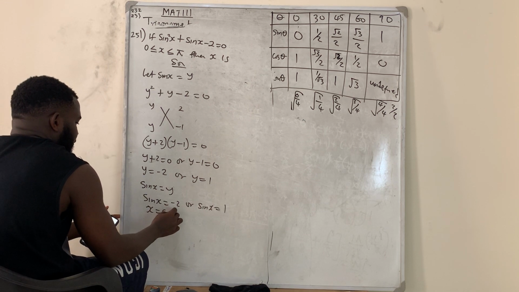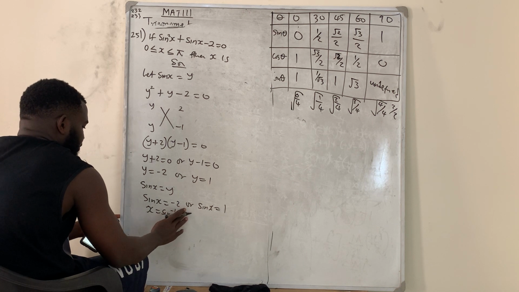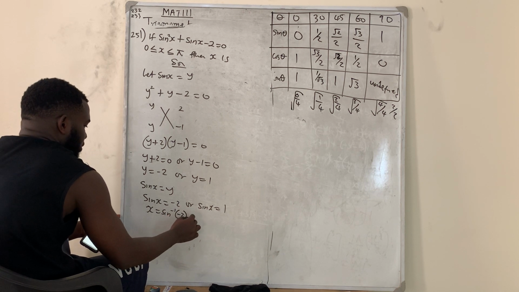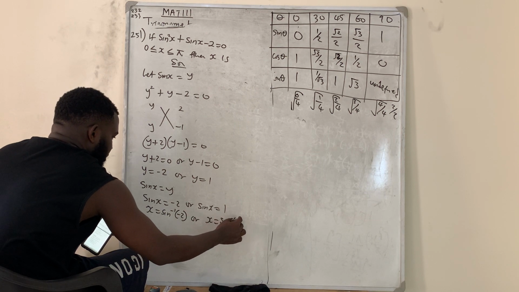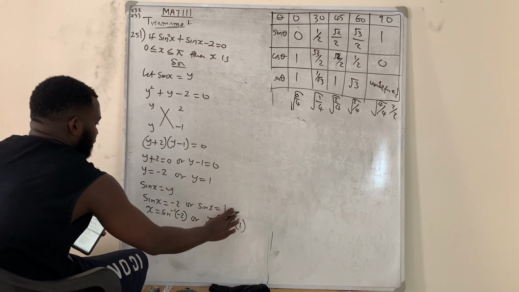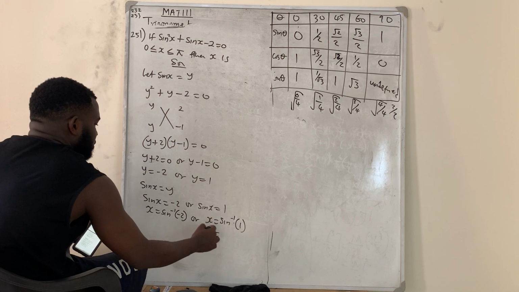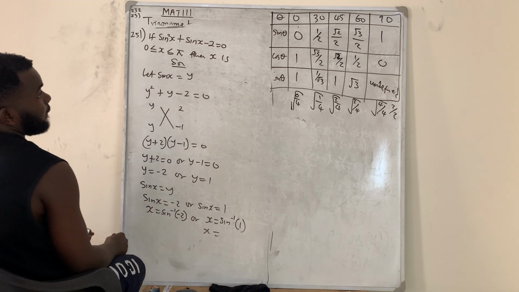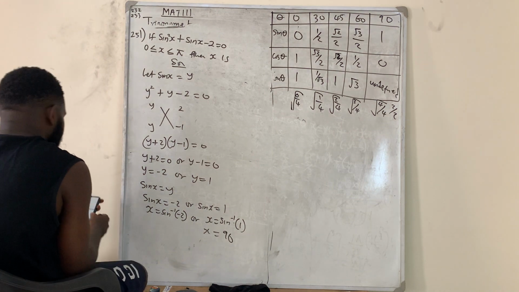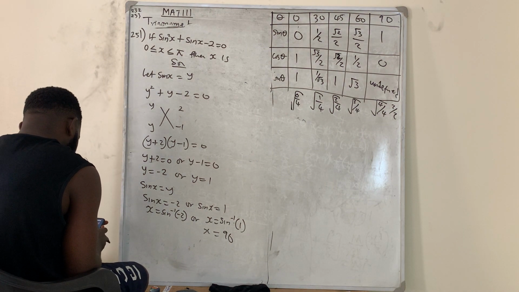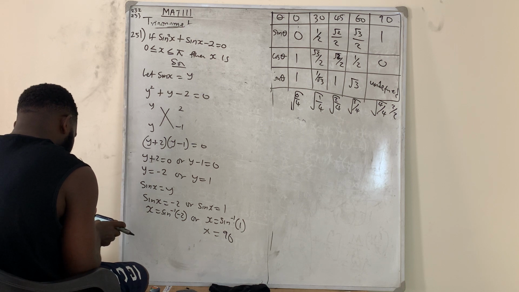So you now have that x is equal to the sine inverse of minus 2, or x is equal to the sine inverse of 1. Okay? So sine inverse of 1 will give you 90 because sine 90 will give you 1. So here is 90. Sine inverse of minus 2. Do we have sine inverse of minus 2? Shift sine minus 2.